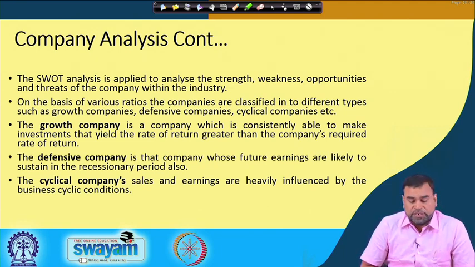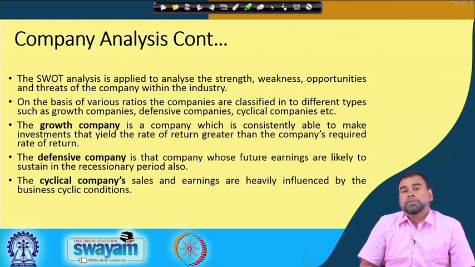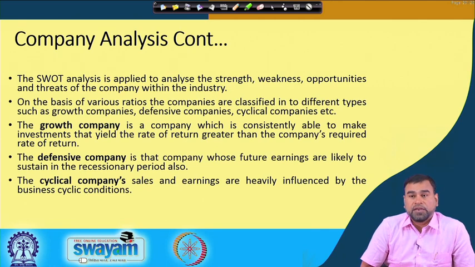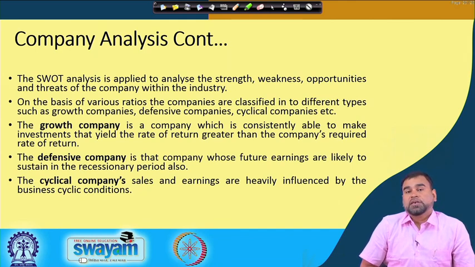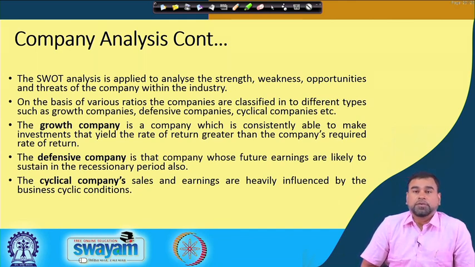A growth company is a company that is consistently able to make investments that yield a rate of return greater than the company's required rate of return. We can calculate the required rate of return of the company using the CAPM, the capital asset pricing model, and the growth company is that company which is consistently giving more return than the expected return we are trying to get from that particular stock or company.